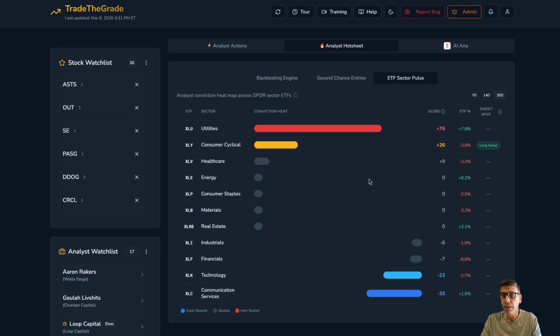Analysts agree with it, but we wanted to give you a little bit of a unique edge to be able to find these setups where the price may be in an optimal spot for an entry point, either long or short, based on what analysts have been saying about the companies that are in each and every one of these ETFs.